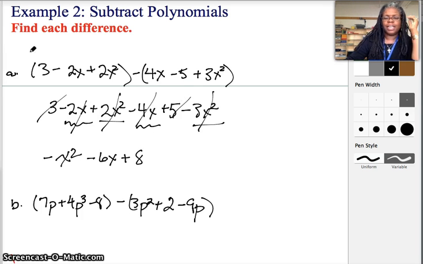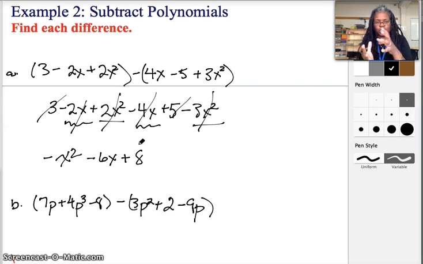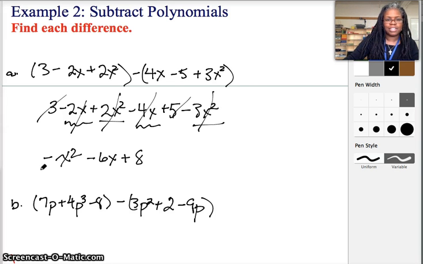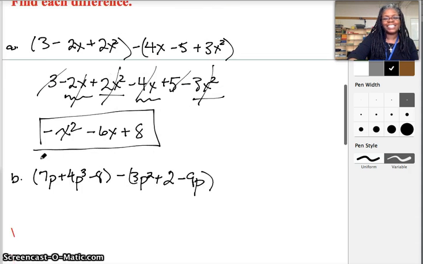Here's another thing. Sometimes students get into the habit of wanting to solve things. Remember, this is just an expression that you're simplifying. There's no answer that we're looking for except to make this thing smaller or more simple or more compact. Let's look at this next one.